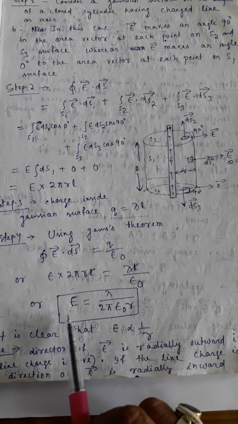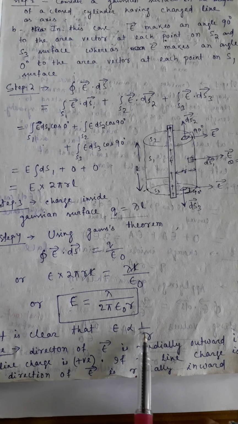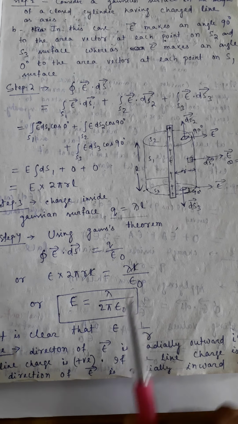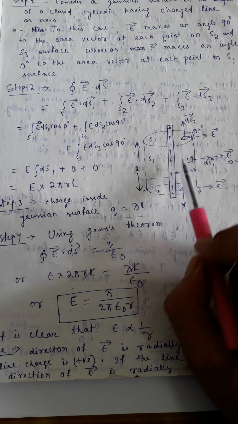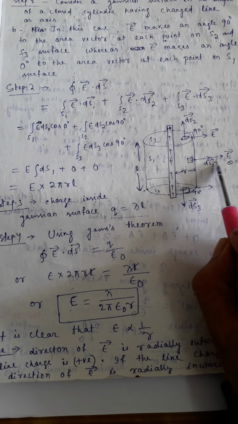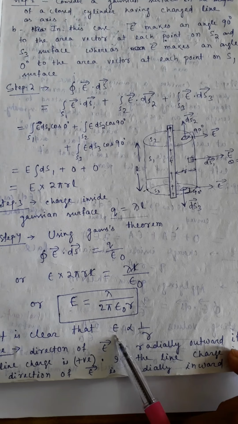And it is clear that E is inversely proportional to the radius, and if the radius of the observation point increases, the electric field will decrease.